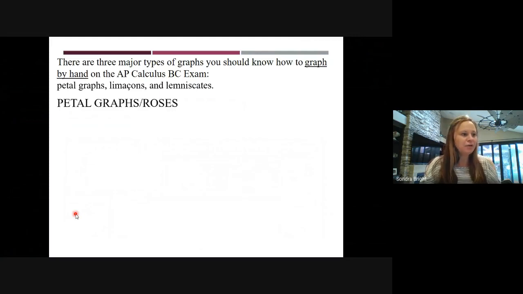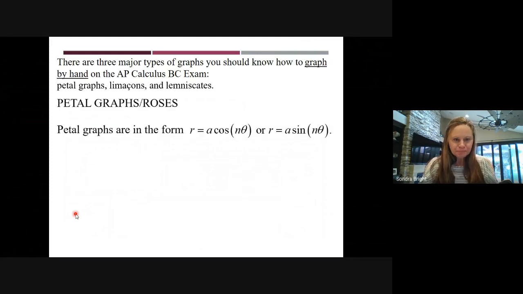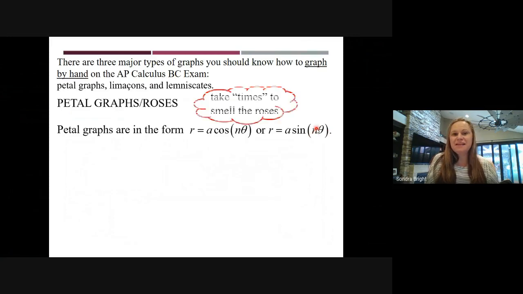So let's start with petal graphs or roses. Petal graphs are in the form of r equals a times cosine of n theta, or r equals a times sine of n theta. You've got some number in front of theta there, and so it's n times theta. So you can think of, Mrs. Fox always comes up with cutesy ways to remember things, take time to smell the roses.